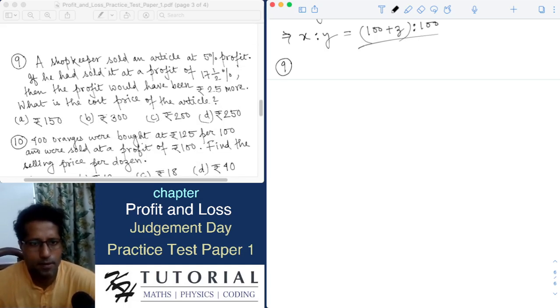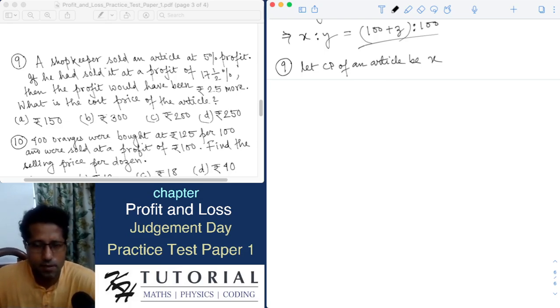Problem number 9 says that a shopkeeper sold an article at 5% profit. If he had sold it at a profit of 17.5%, then the profit would have been rupees 25 more. What is the cost price of the article? Okay, so for this kind of problem, it is better you directly assume what it has been asked to find as a variable x or any other letter of your choice. So let cost price of an article be x. I'm ignoring the rupee symbol because it is understood.